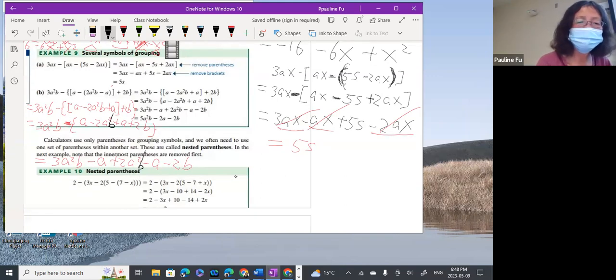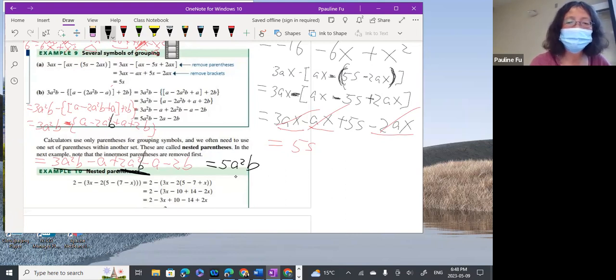Okay, so now you collect like terms: a squared b, a squared b, 3a squared b plus 2a squared b, 5a squared b, negative a, 2a, and copy down negative 2b.